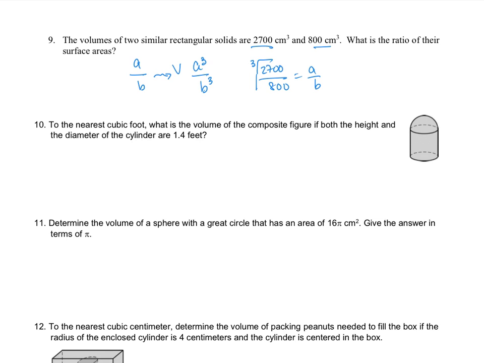That will give me my A to B ratio, because the volume is A cubed to B cubed. That's how I get from the sides to the volume. So to undo it and just get my regular A to B ratio, I just need to divide those two. So in this case, if I take the cube root of 2,700, I will end up with 13.92. And if I take the cube root of 800, I will end up with 9.28.